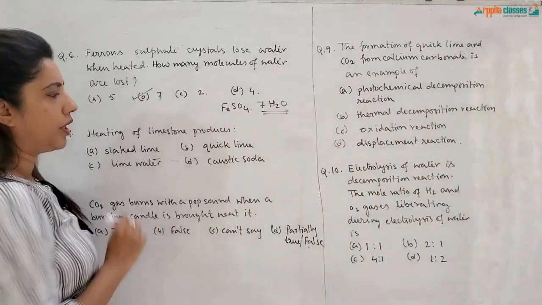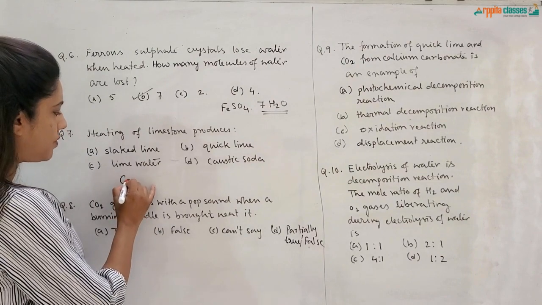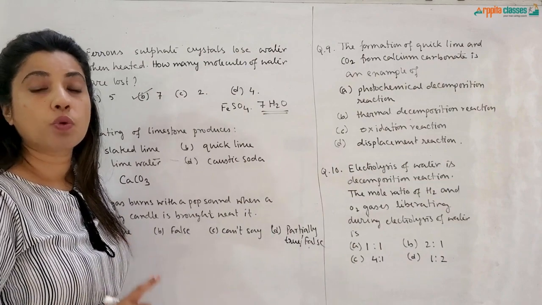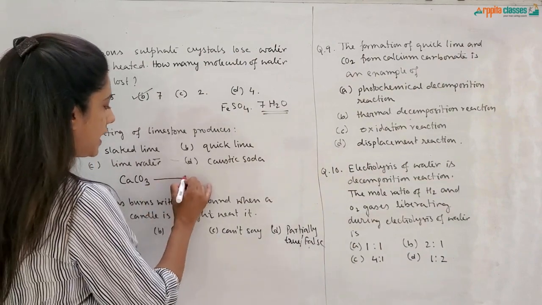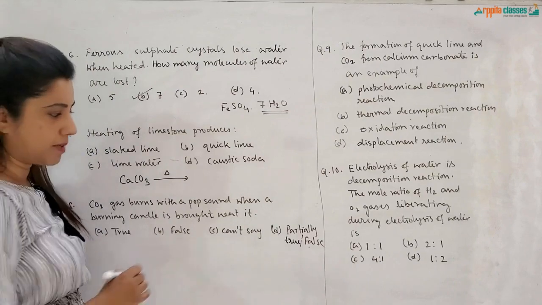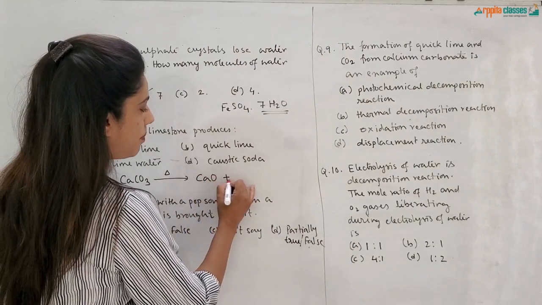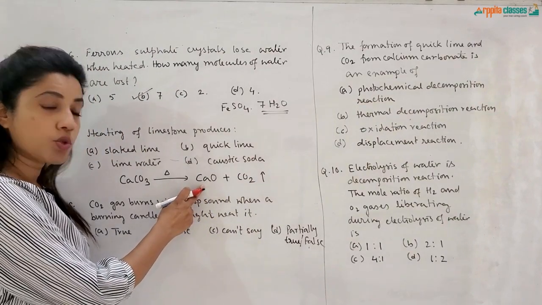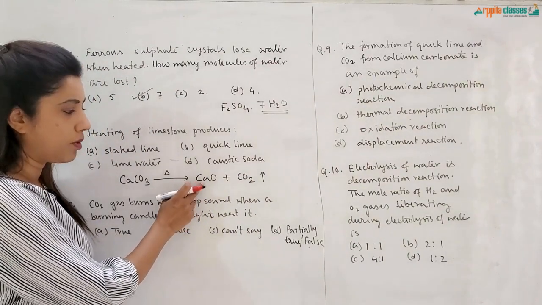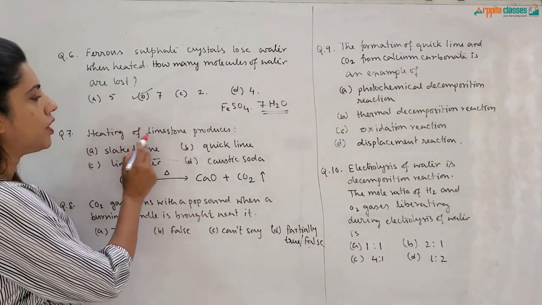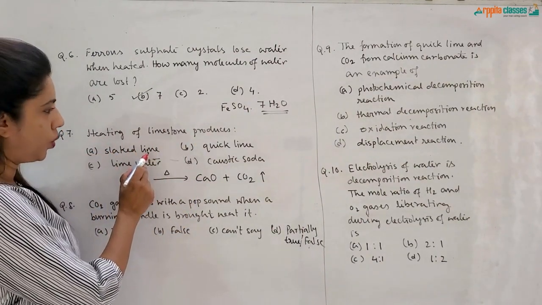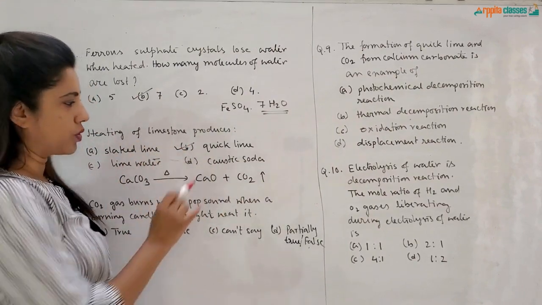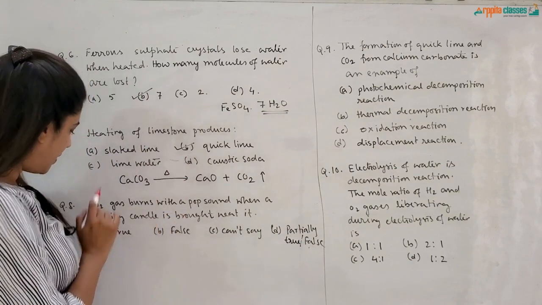Heating of limestone produces. Now limestone is what? Limestone is CaCO3, calcium carbonate. The common name for calcium carbonate is limestone or marble. When it is heated, a thermal decomposition reaction takes place and we get calcium oxide plus carbon dioxide. Calcium oxide is also known as quicklime. So here the question is, heating of limestone produces slaked lime? No. Quicklime is the right answer. Lime water? No. Caustic soda? No. So the right answer is quicklime. Come to the next question.